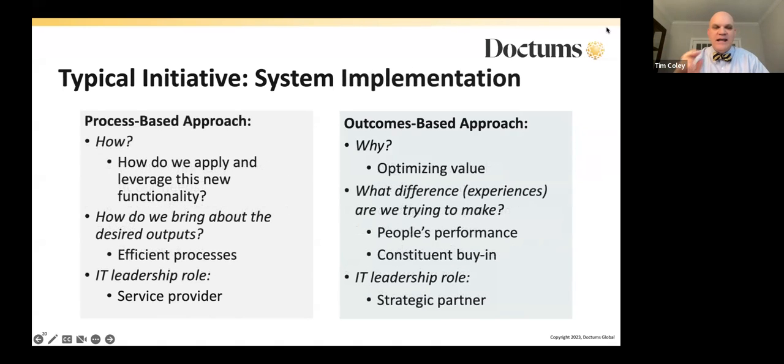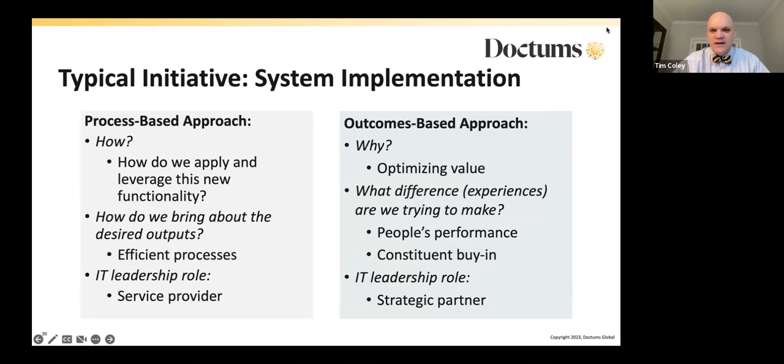I think similarly, as we think about system implementation and system optimization, right? The conventional process-based approach is how do we leverage this and how do we apply this? How do we make our processes more efficient? How can we provide services to get the best out of our system? And again, the nuances here with an outcome-based approach is, how do we optimize the value?